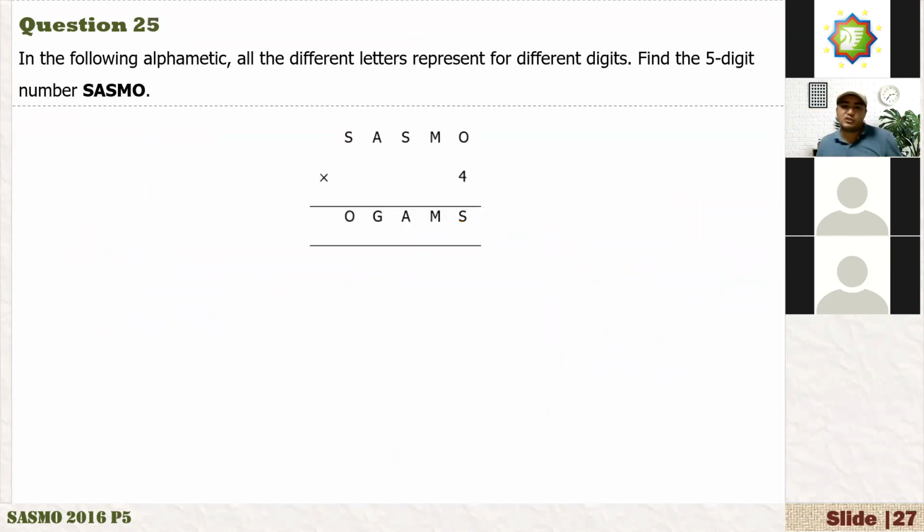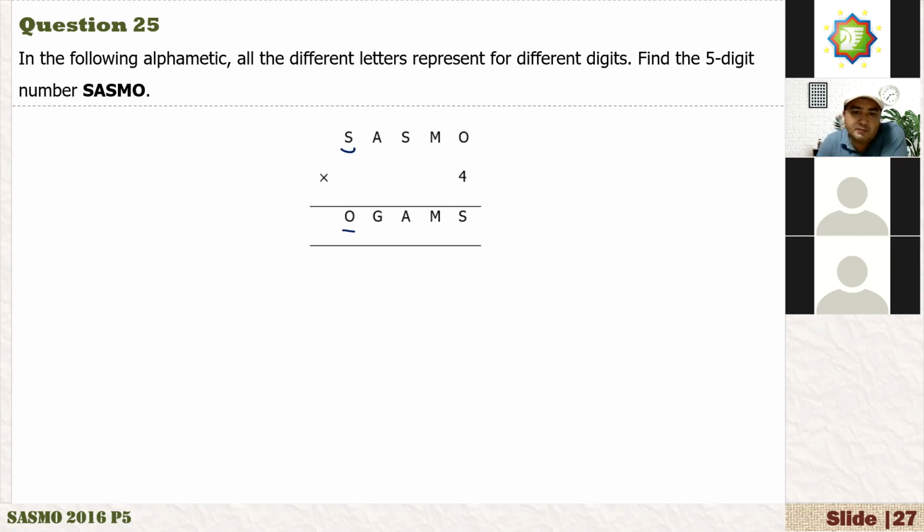Okay guys, that's the last question, and it's a bit tricky. I will give it to you as homework, because if we try to solve it now, it takes a lot of time. It's again an alphabetic puzzle. Different letters stand for different digits, and the first letter cannot be equal to 0.